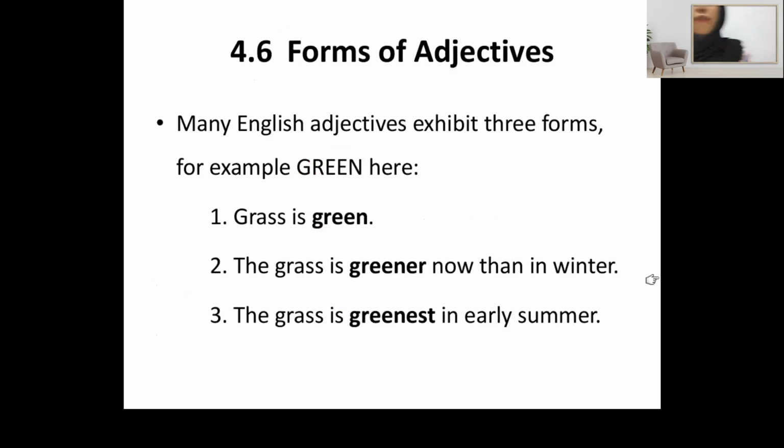The last one is forms of adjectives. Many English adjectives exhibit three forms. For example, green: The grass is green. The grass is greener now than in winter. The third: The grass is greenest in early summer.